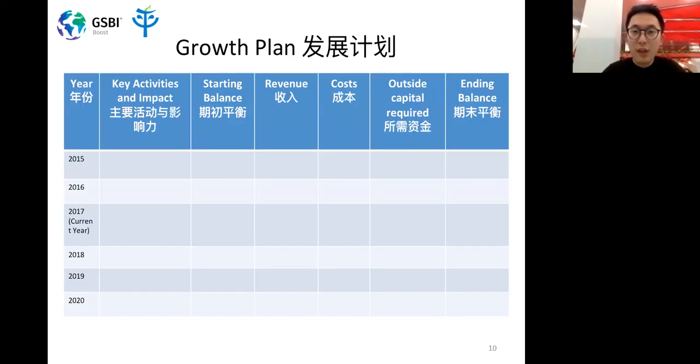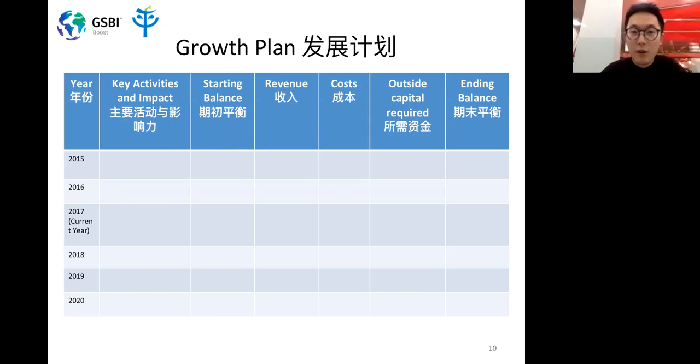For the next two slides, there will be a growth plan and a financial forecast. The growth plan is mainly in two parts. In one part, you have to set up what the key activities are and what impact you want to achieve. And the second part is more about the money side. How do you see, in each year, the revenue and the cost you want to create, and at the end of the year, how much balance you can create for your company so that you can sustain your company.